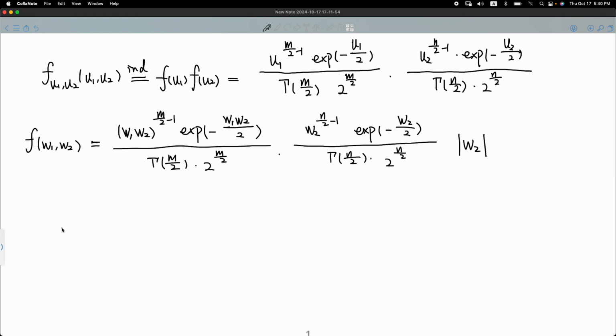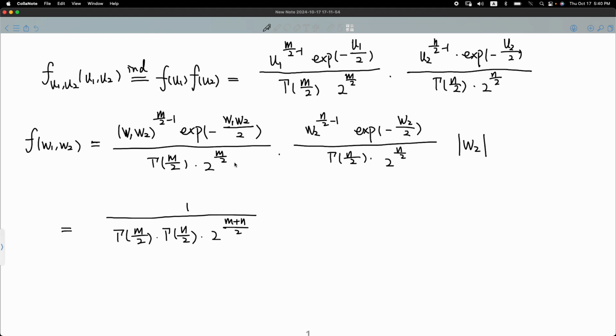Then the rest is just simplifying this expression here. One thing we did last time is that we can group the normalizing constant first. So we will have gamma of m over 2, and gamma of n over 2, and 2 raised to the power of m plus n over 2. And these will be in the denominator.